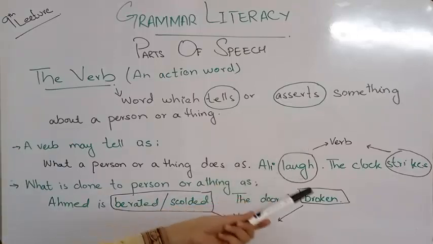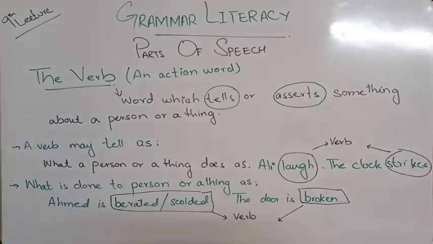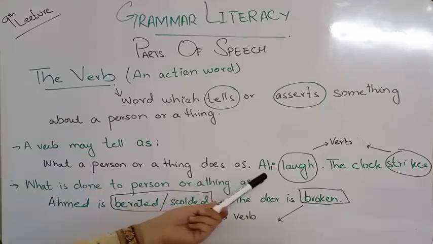The next one is the clock strikes. Strikes means the needle of the clock comes on the 12 or 1 or 2 or any of the digits. So it strikes 1, 2, 3, 4, 3:30, whatever the time is, the clock strikes. The needle of the clock is here. It's an action that is performed by the clock, so it is called the verb. So I've given you the example of a person and the example of a thing so that things are more and more clear to you.